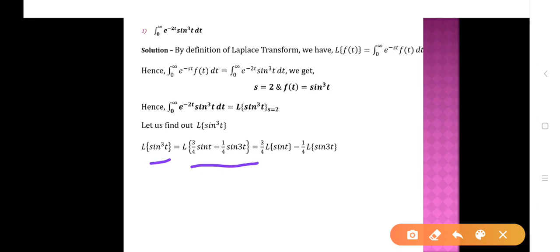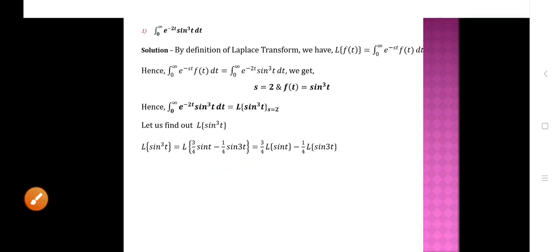And as we have seen in the previous examples, this L of the complete term can be written as 3 by 4 L of sine t minus 1 by 4 L of sine 3t. Why can we write this? Because 3 by 4 and 1 by 4 both are constant multipliers. So by the linearity property of the Laplace transform, this can be written as 3 by 4 L of sine t minus 1 by 4 L of sine 3t. And these are now very simple terms whose Laplace transform results can be easily found.